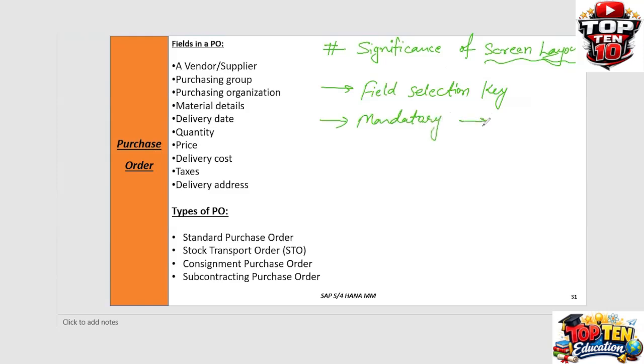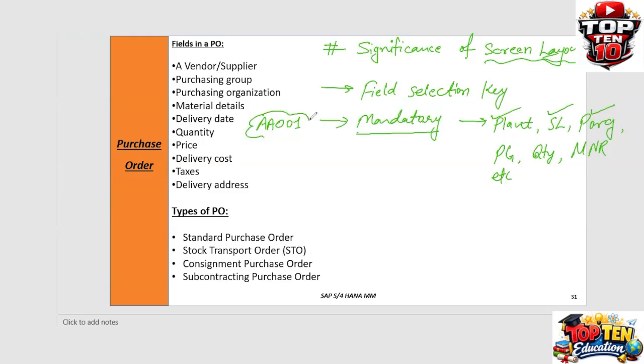My client is telling me to make plant, storage location, purchasing organization, purchasing group, quantity, material number, etc. So my client has given me one task. Yes, one requirement. So at the time of configuration, what I will do? I will take any dummy selection key. In that, I will go to number of fields and I will make them required, mandatory.